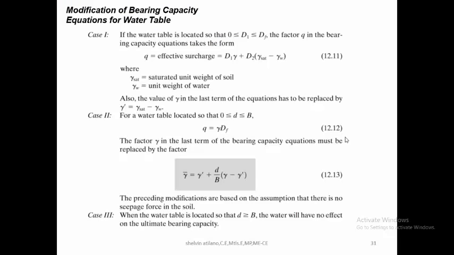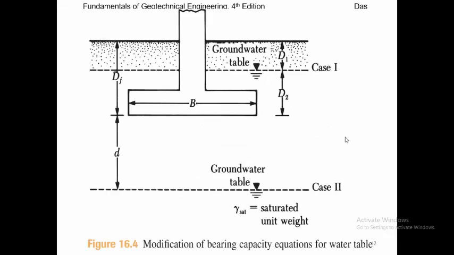So, modification of bearing capacity for water table. Okay. So this is the figure, with B and the depth of the foundation. D is the depth from the bottom of the foundation to the groundwater table.